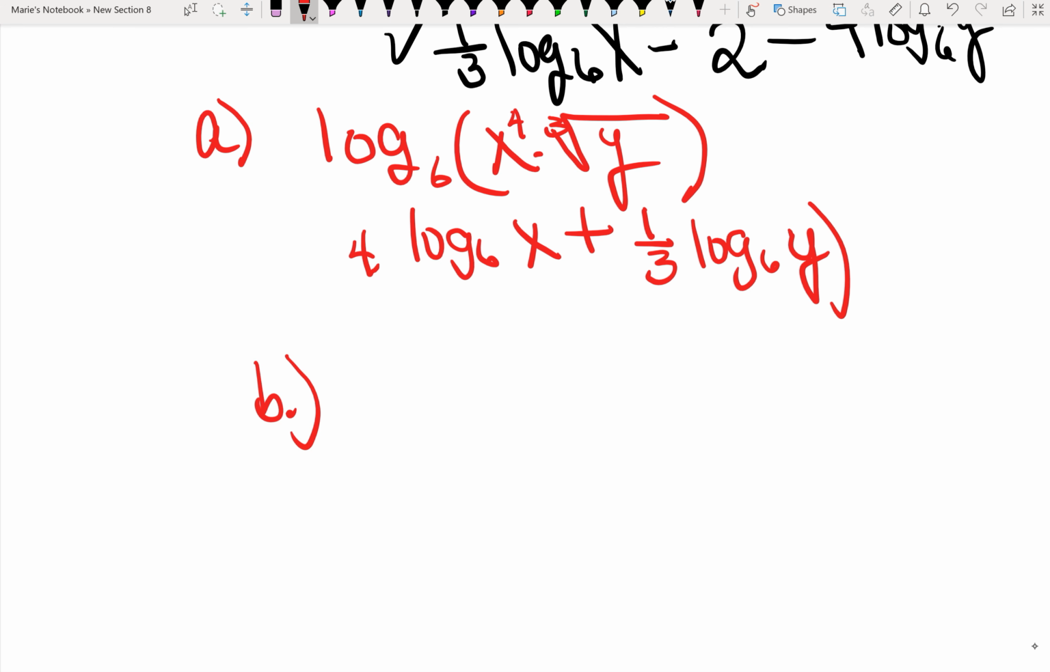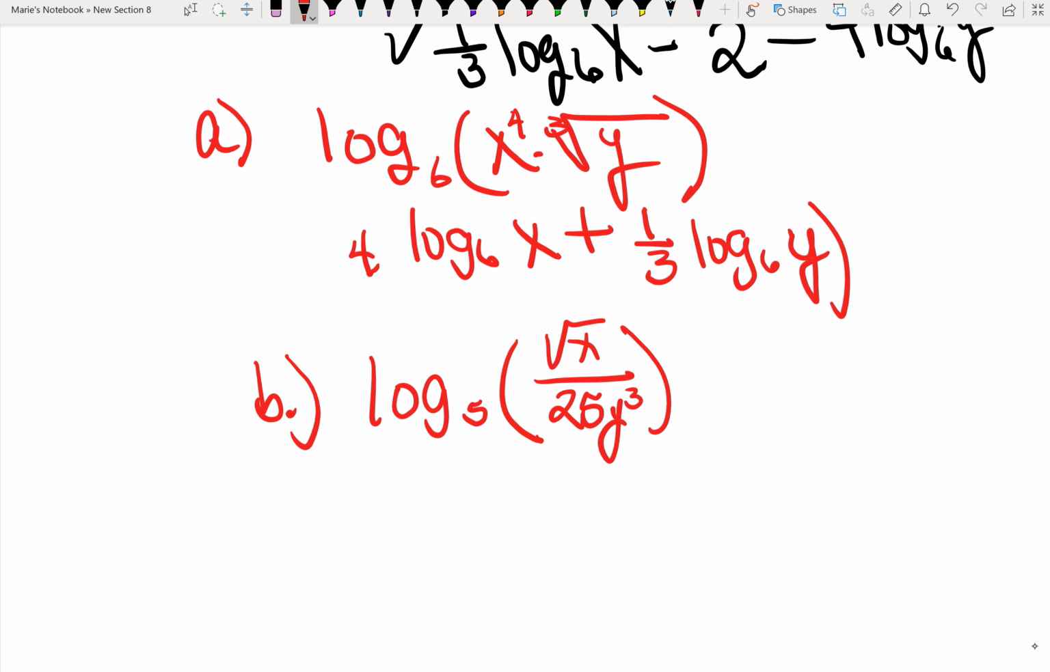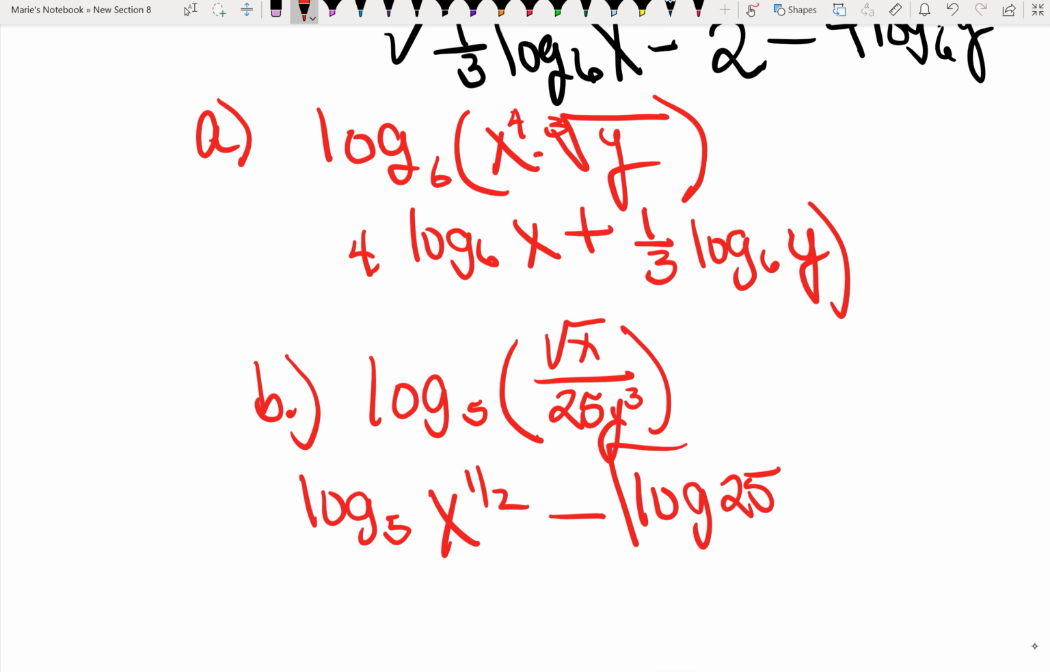So for this next one, I have log base 5 square root of x over 25 y to the 3rd. Again, the difference is a quotient rule. So this is going to become log base 5 x to the 1/2 minus log base 25, and again, start putting parentheses because this is a product, plus log y to the 3rd.